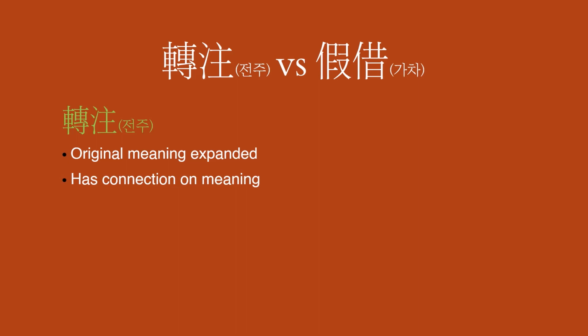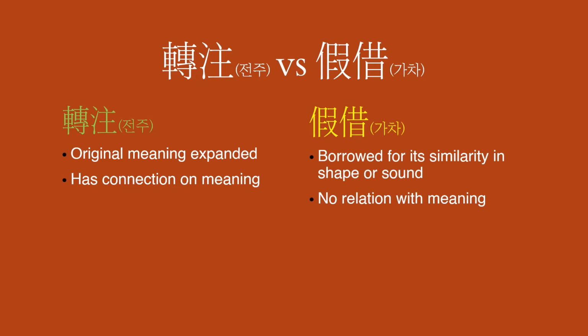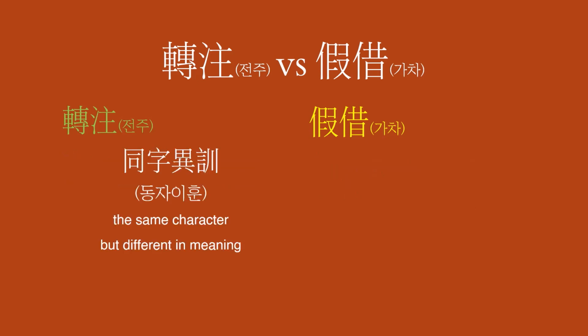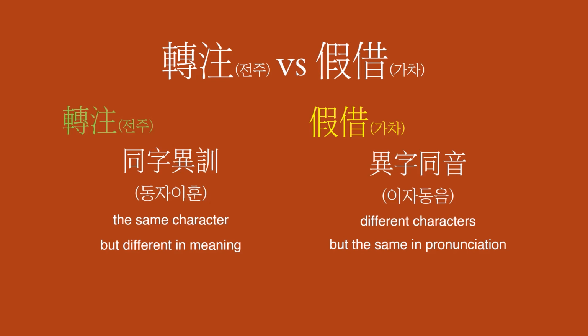On the other hand, it is Kacha when a character is borrowed just for its similarity in shape or sound and there is no relation with its meaning. We can say Chonju is 동자 이훈, the same character but different in meaning, while Kacha is 이자 동음, different characters but the same in pronunciation.